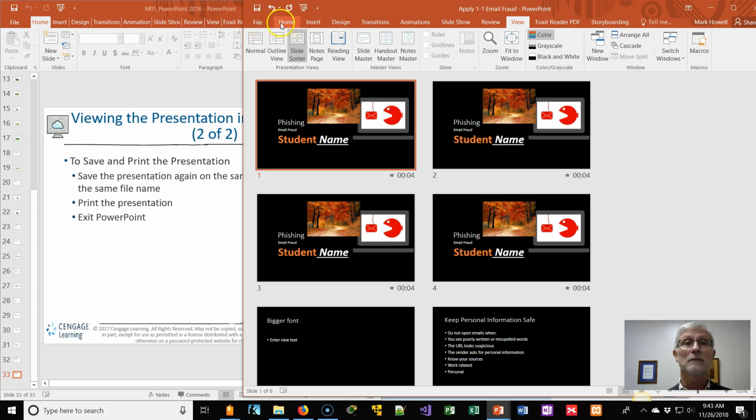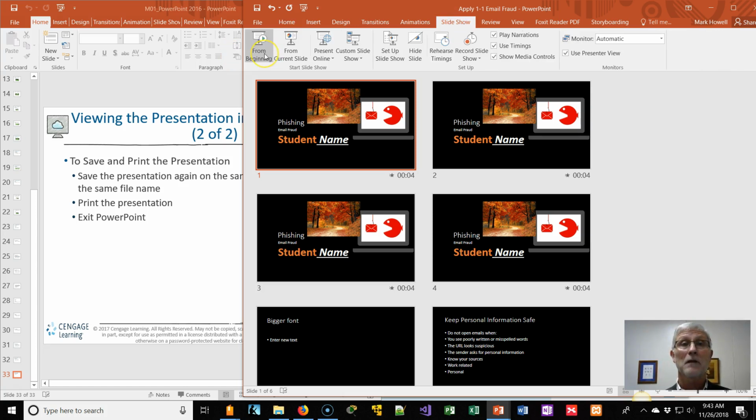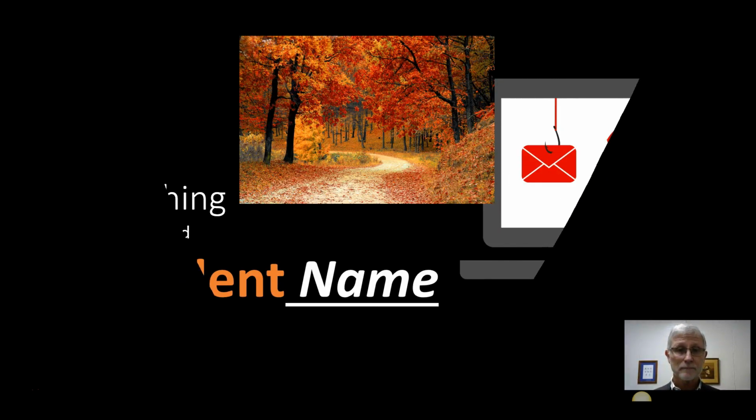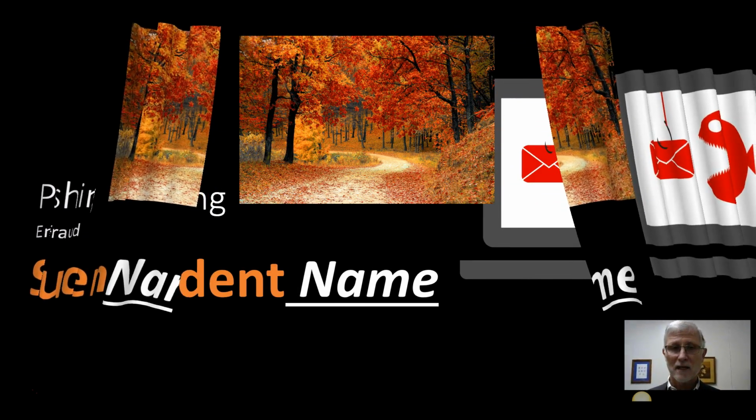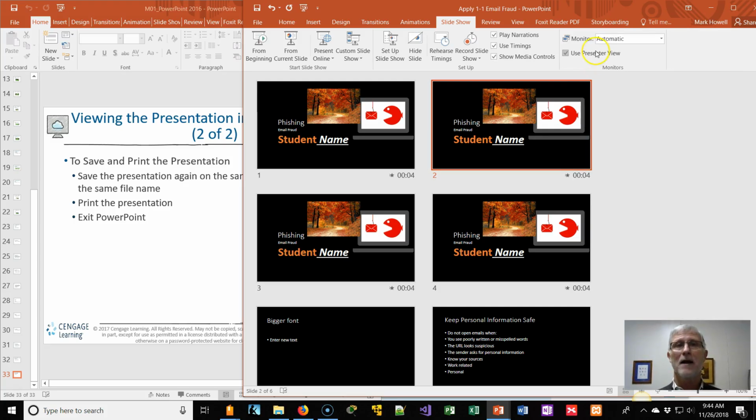Oops, wrong button here. I want to go back to the home. I want to go to the slideshow, and then I want to play it from the beginning. So view allowed me to see how we're going to display it. Slideshow says I want to see what it looks like. If I click play from the beginning, it'll start there and you'll see your transition. Then it'll wait a few seconds and go on to the next slide. Now to get out of this mode, you just hit the escape button and you're back in the editing mode.